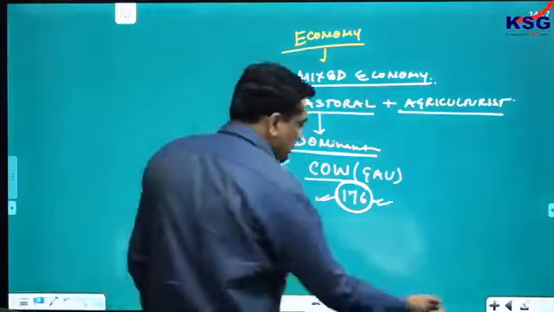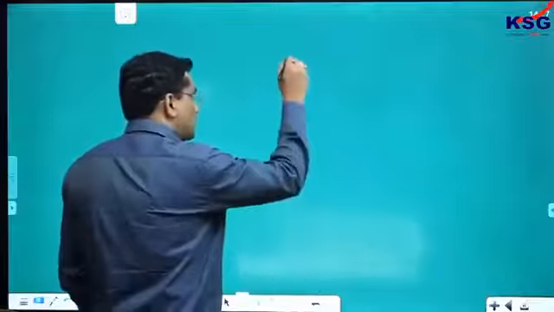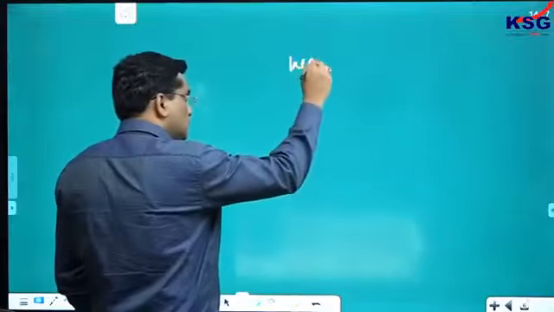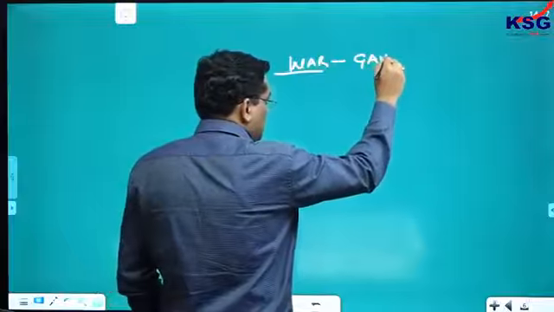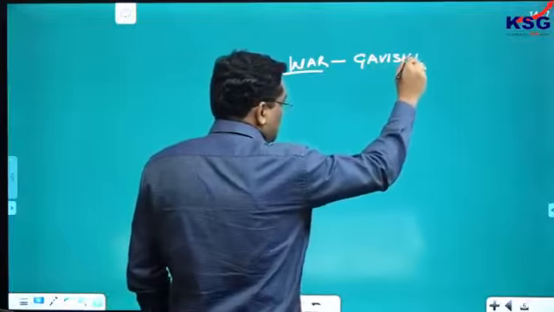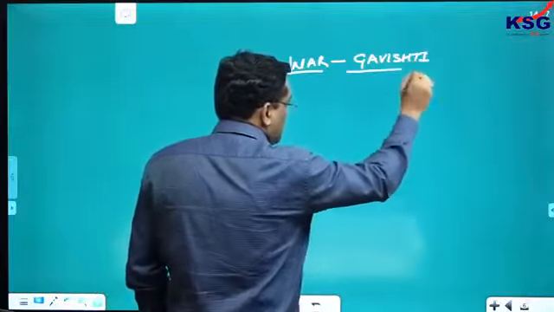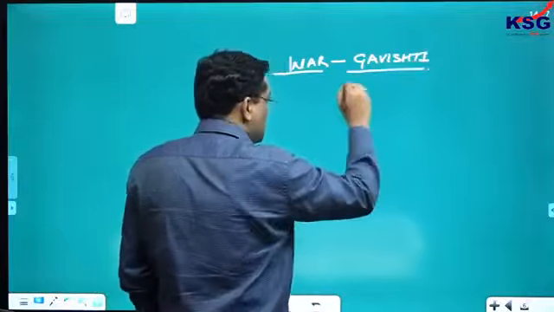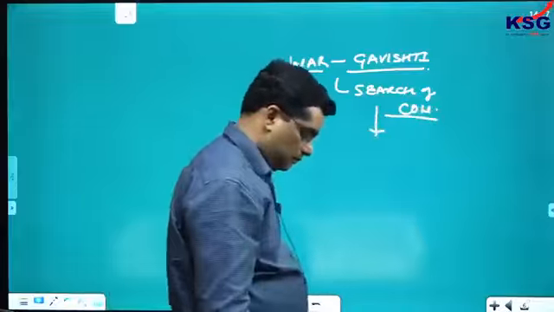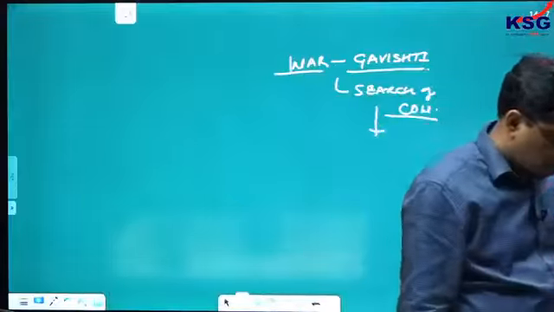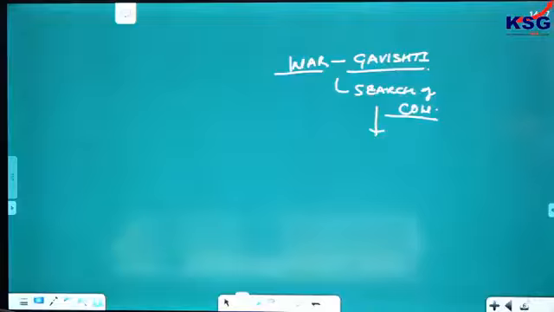Suppose we take the example of war: Gavishti. That is a search of cow. Gavishti is search of cow.